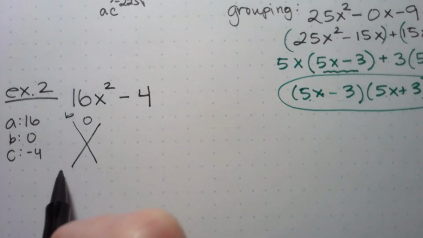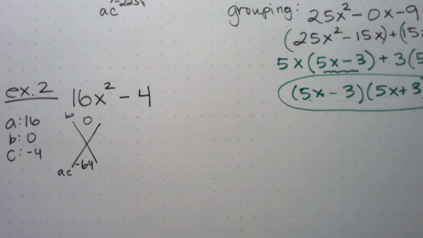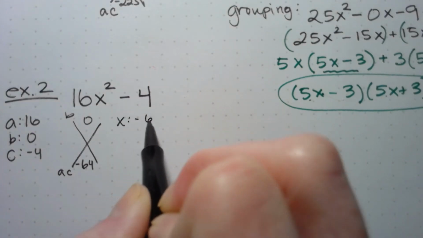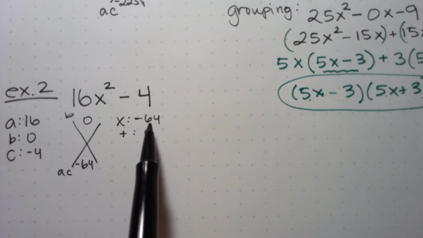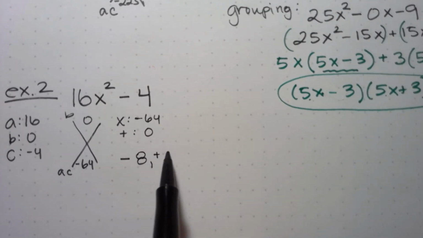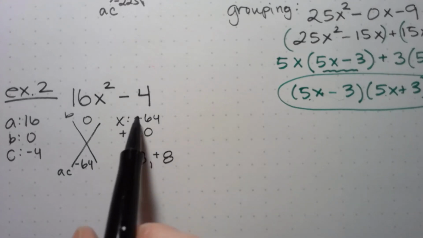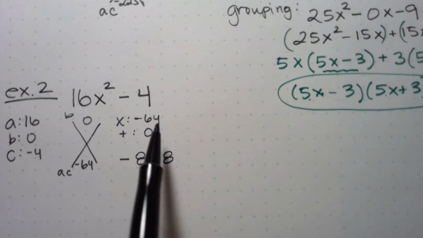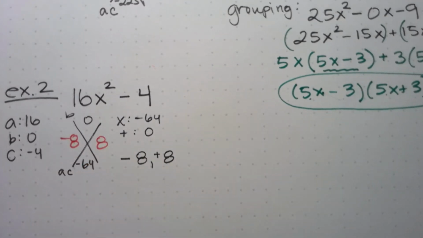We need them to add up to 0, and we need them to multiply to make negative 64. And remember, to add up to 0, we need to have opposites. If I have negative 8 times positive 8, that multiplies to negative 64 and adds to 0. Remember, if I multiply two perfect squares, I get a perfect square. So I have negative 8, positive 8.